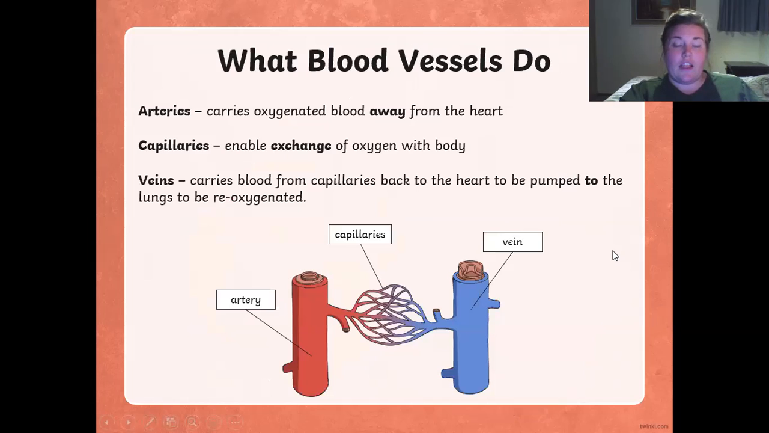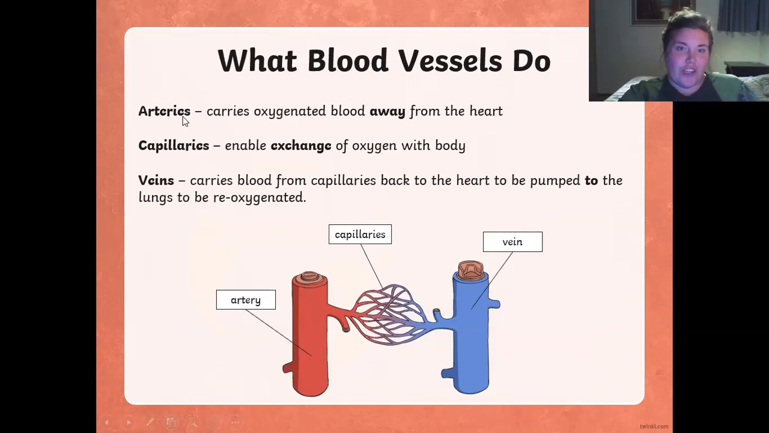Right. Now we're looking at blood vessels. Blood vessels are very important because they are part of the heart, and they allow blood to do certain things. So let's take a look-see.